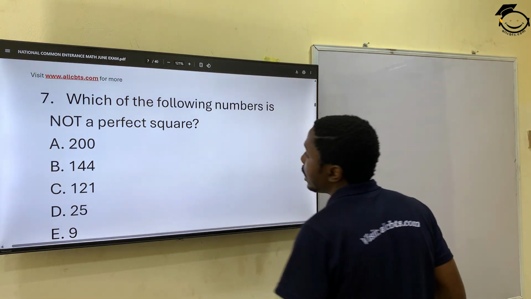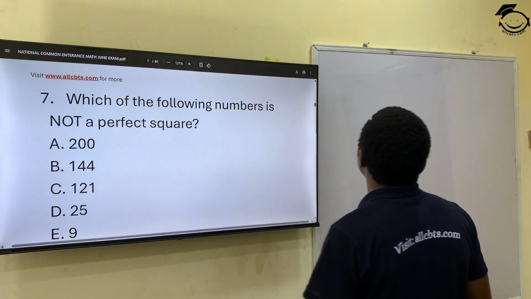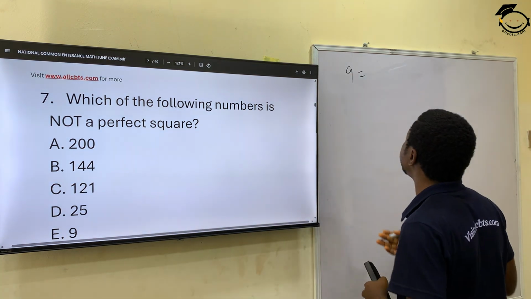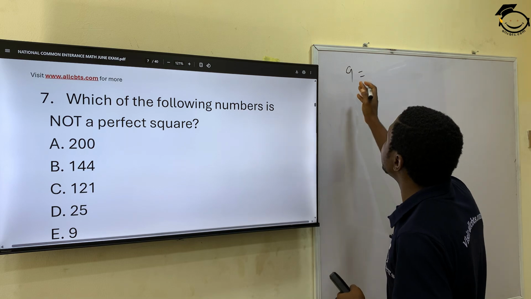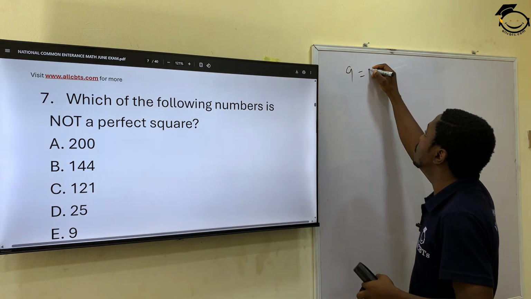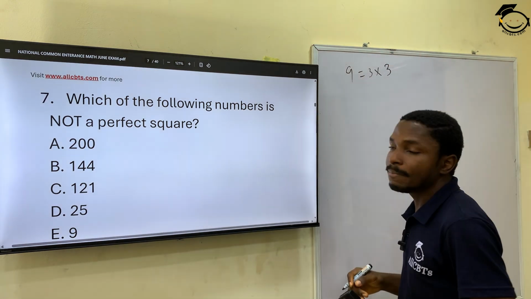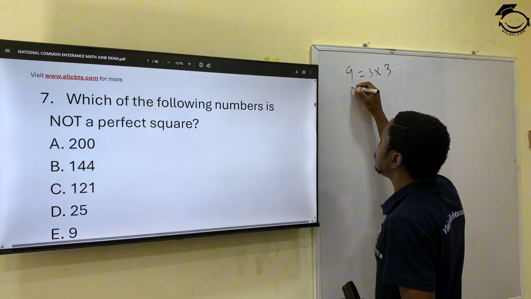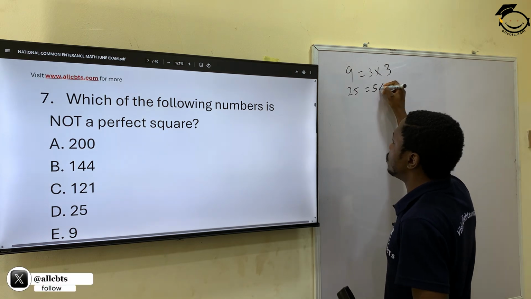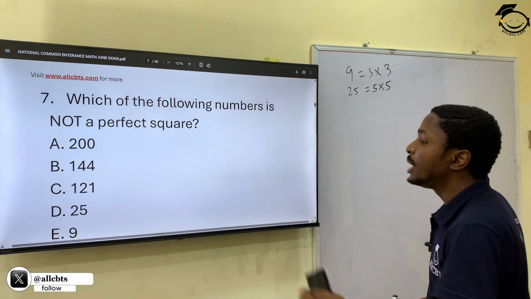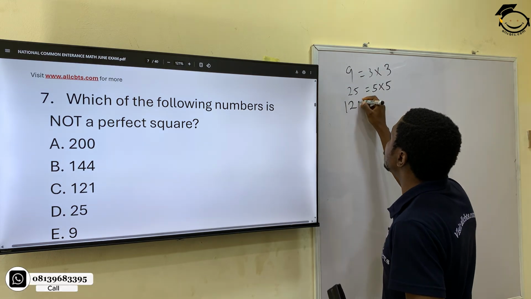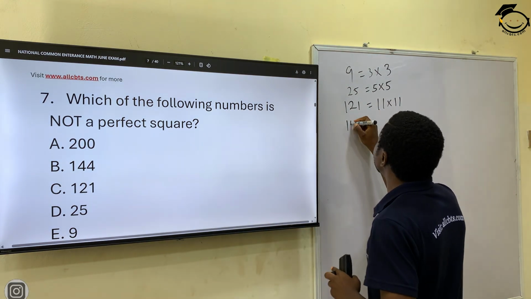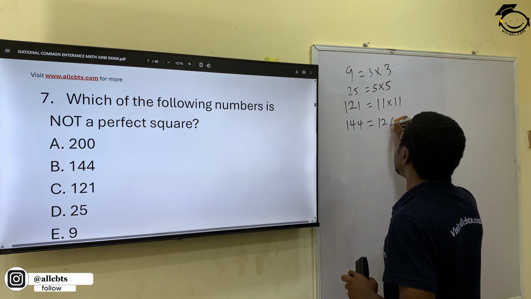Let's start from E. We have 9. Okay, to break it down so that you understand better what I'm saying. A number that you can multiply by itself that will give you 9 will be what? 3 times 3, right? So that's a perfect square. Then you have 25. 25 will be what? You already guessed, right? 5 times 5, right? Then you have 121. 121 will be what? 11 times 11, right? You have 144. 144 is what? 12 times 12, right?